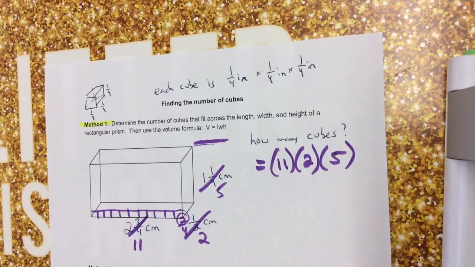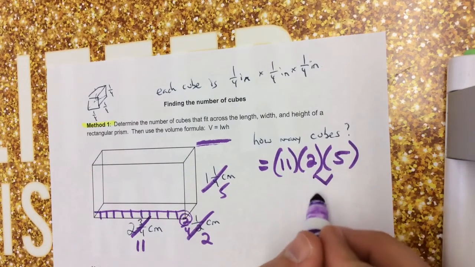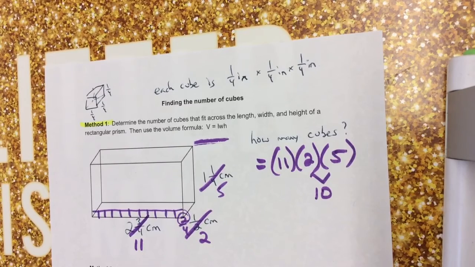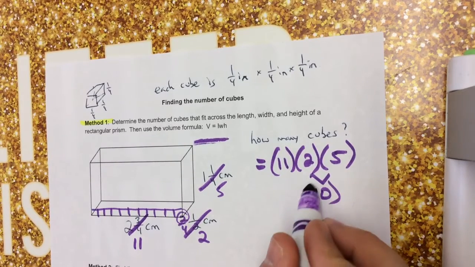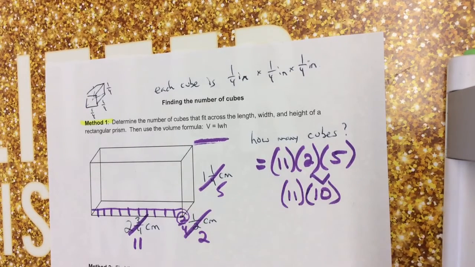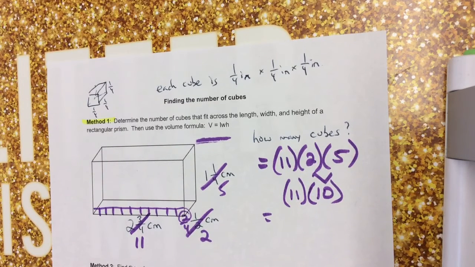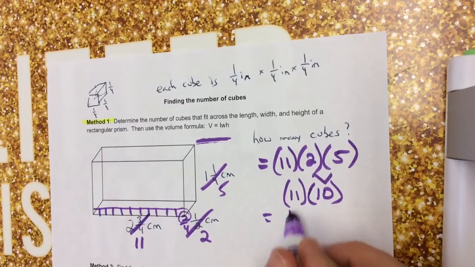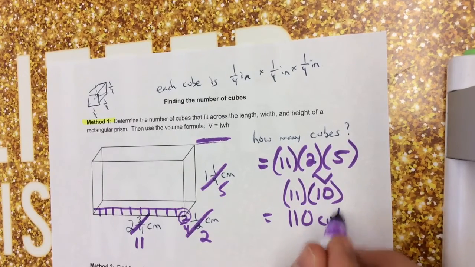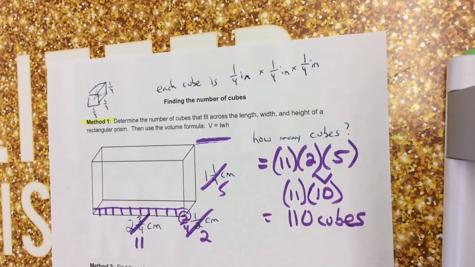Okay. So how many cubes in total exist in this area? Let's multiply it out. We got 5 times 2. That makes our 10. We like those groups of 10 because it's easier to multiply. All right. So we have 10. We have 11. What is 11 times 10? Well, it is, I love using my resources, 110 cubes that will go across like so. All right, so that's method one.